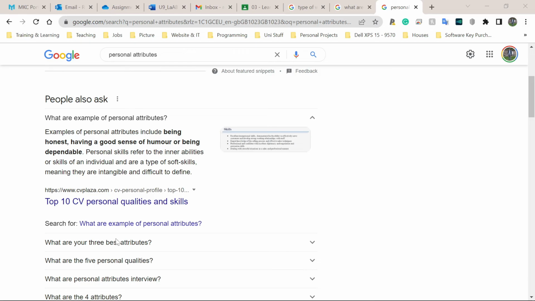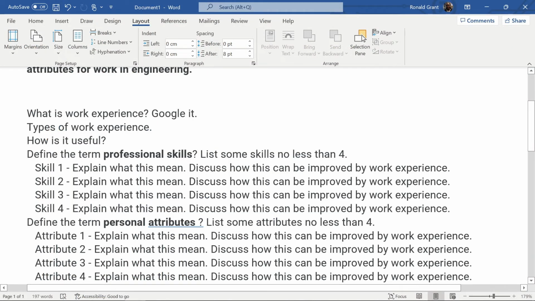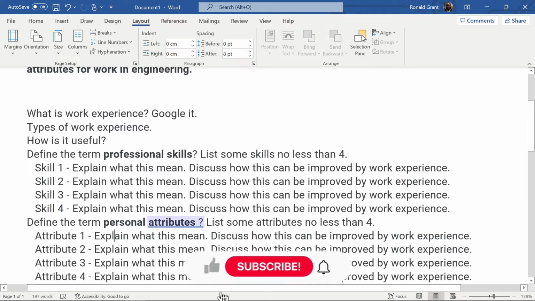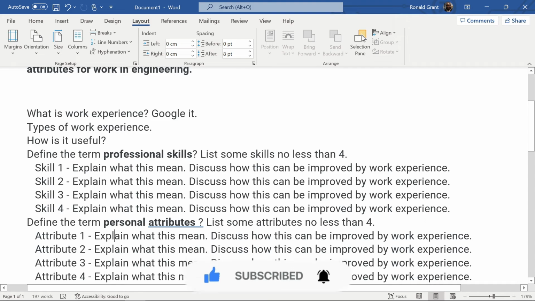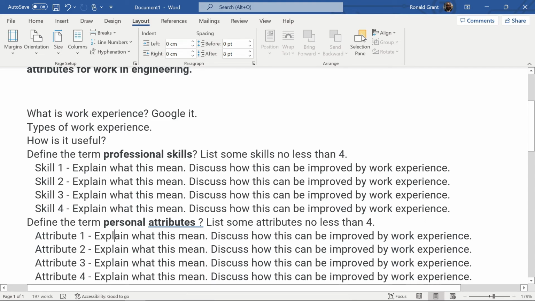So again, I think the one I mentioned was being dependable. What does being dependable actually mean? I might have to hand this assignment to someone who has no idea what these engineering terms mean. Now, fine, these words are pretty descriptive or pretty simple for most people to understand, but that's not the point. Still define it, so it's very, very specific what you're speaking about when you do speak about it. So being dependable, explain what that means, and then discuss how this can be improved by work experience.